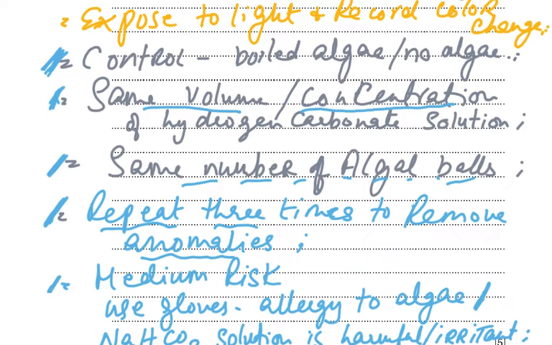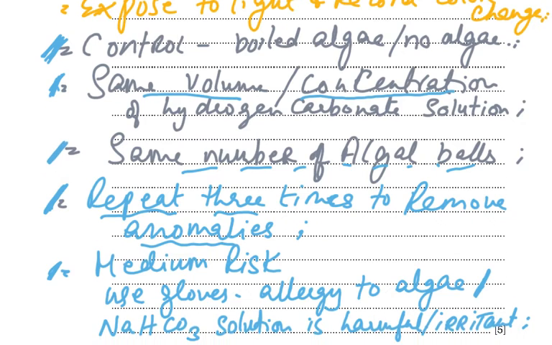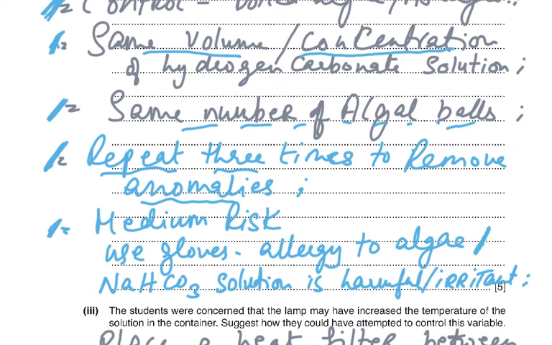Then you talk about the safety part of it. So this is a medium risk experiment. Why? Because here you're only handling 2 things. Number one, algae, which of course some people could have allergy to. Like I'm allergic to mangoes. If I touch mangoes, I get a rash. So you use gloves, allergy to algae, or the chemical, the sodium hydrogen carbonate solution is harmful. So you use gloves and you wear goggles so that God forbid it spills, it doesn't fall onto your eyes, or the algae could cause some sort of a rash on your hands and you touch your face or your eyes and you could get some allergy to it.